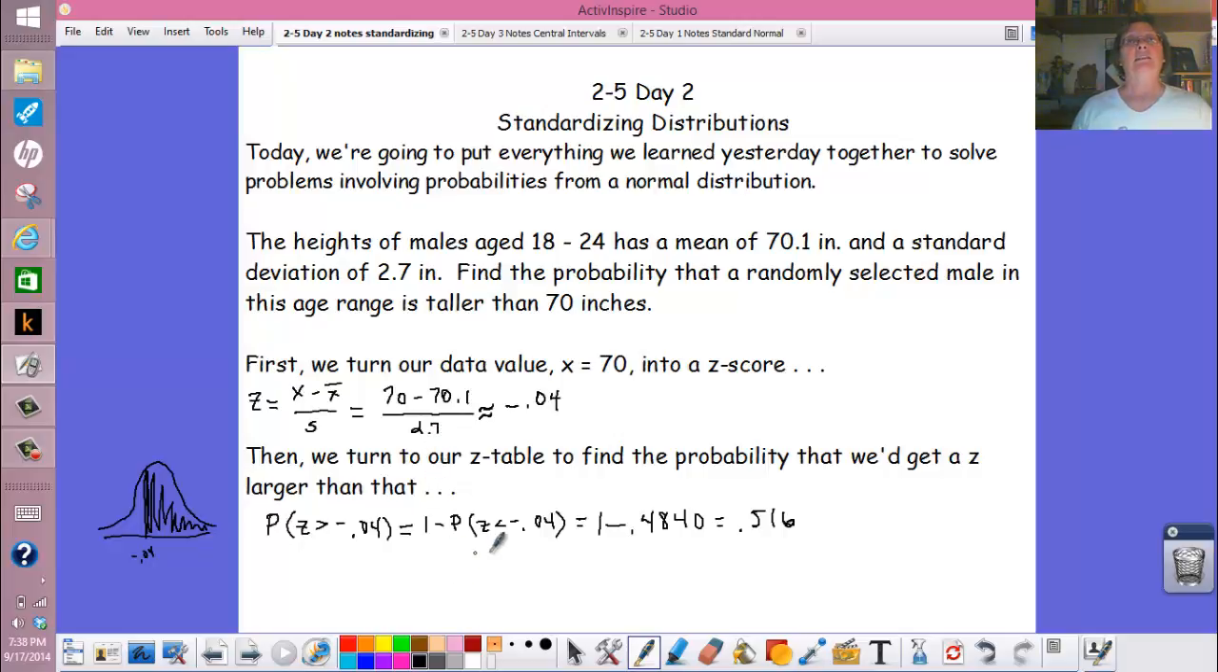And you've done the entire problem here. You turned a data value into a z-score. You used the table to find the probability associated with that z-score.